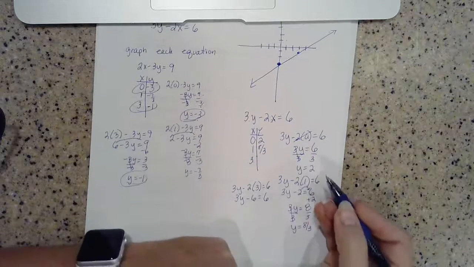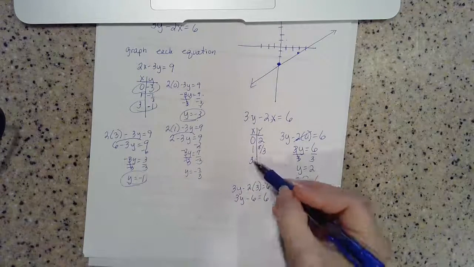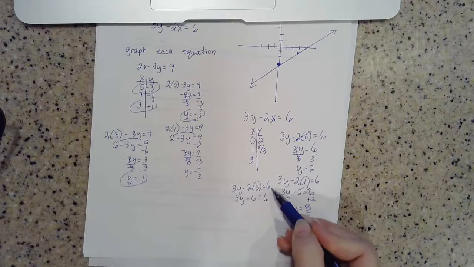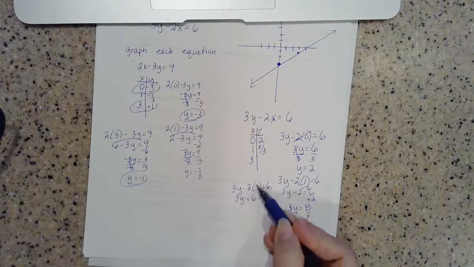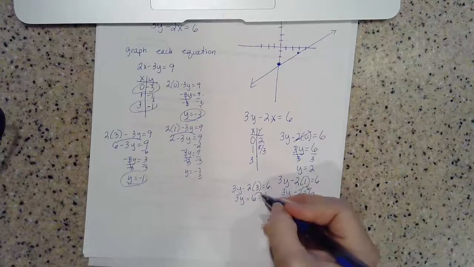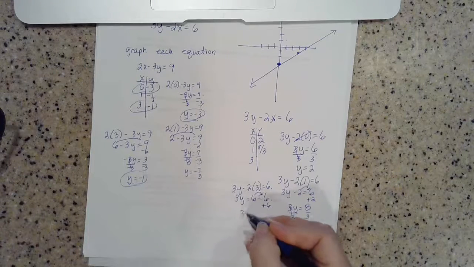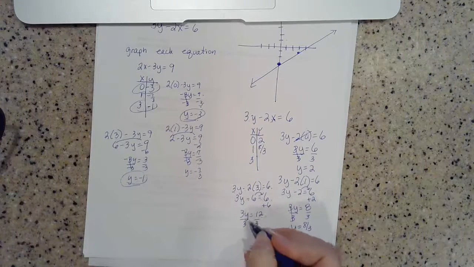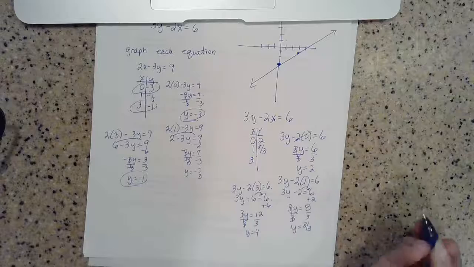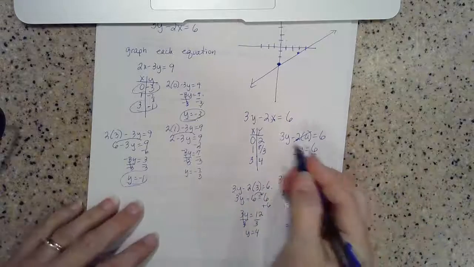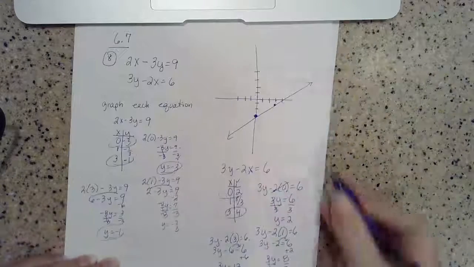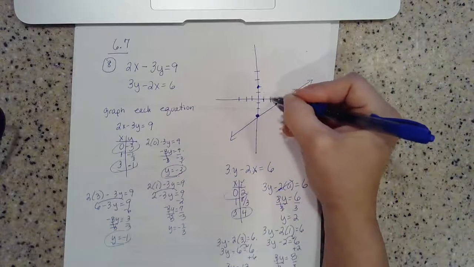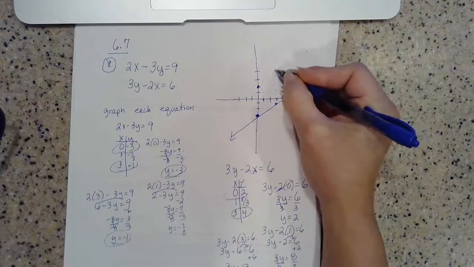When I plug in 3 for x, 3y minus 2 times 3 equals 6 is 3y minus 6 equals 6. Bring the 6 across. 3y equals 12. Solve that by dividing by 3. There's a nice integer point, 4. Okay, so I've got two nice plottable points, 0, 2, and then over 3, up 4. The program will connect those dots.